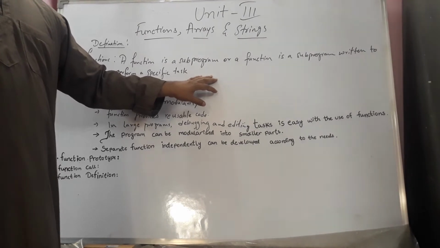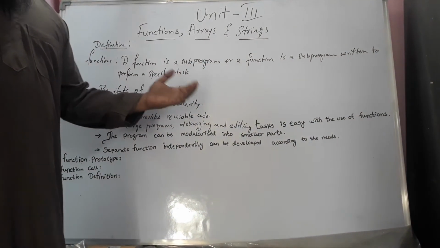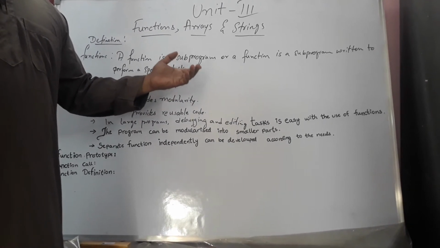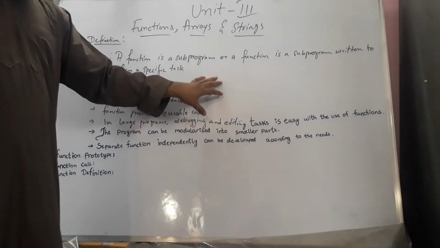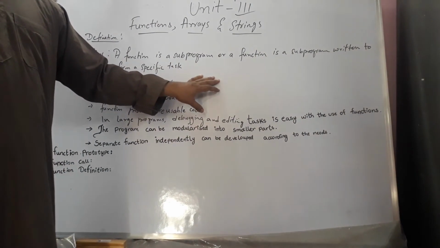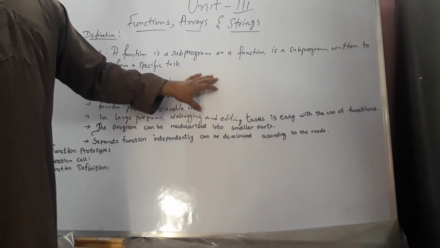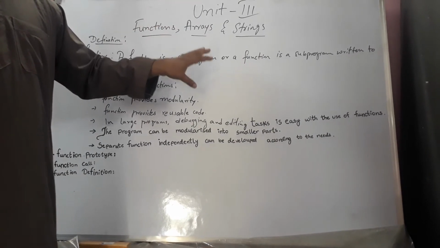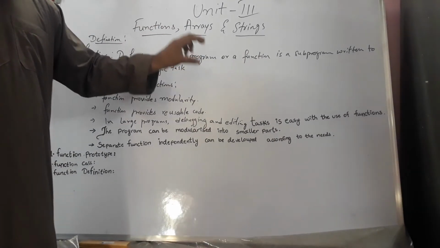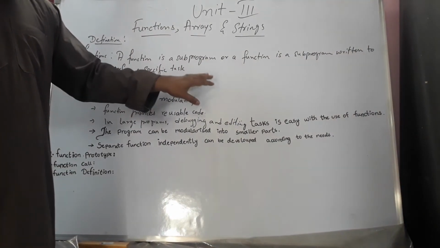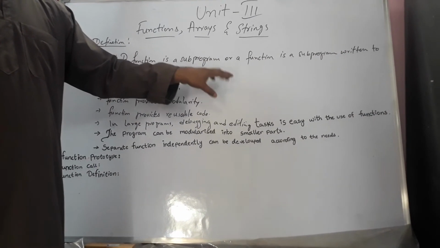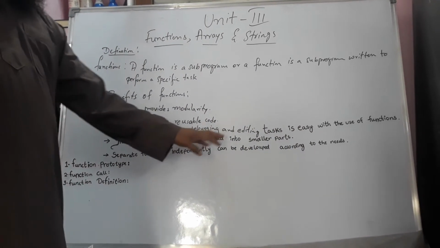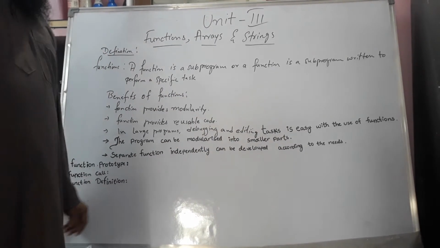So what happens if there is some sort of bug or error? If there is an error, we have to rectify that error, we have to find out that error. For finding out that error, it will be difficult when we do not use a function. So when we use a function, we are dividing that large number of lines of code into subprograms. So we can directly go to that particular subprogram where the error has occurred. So here the benefit is, in large programs, debugging and editing task is easy with the use of functions.